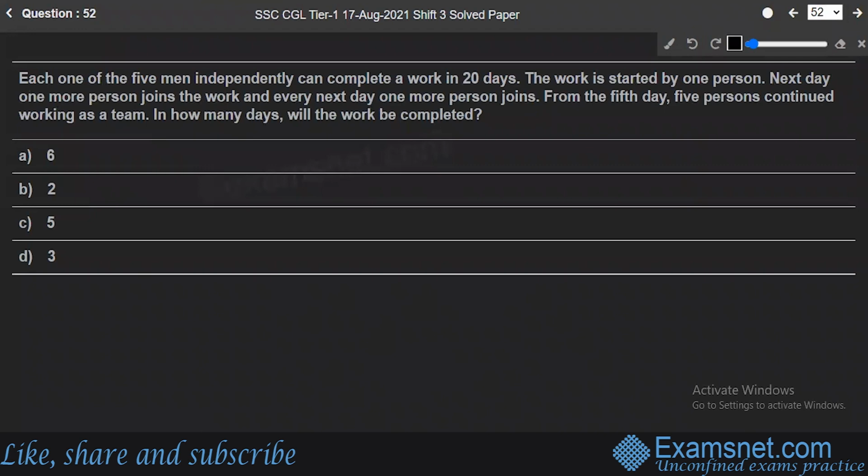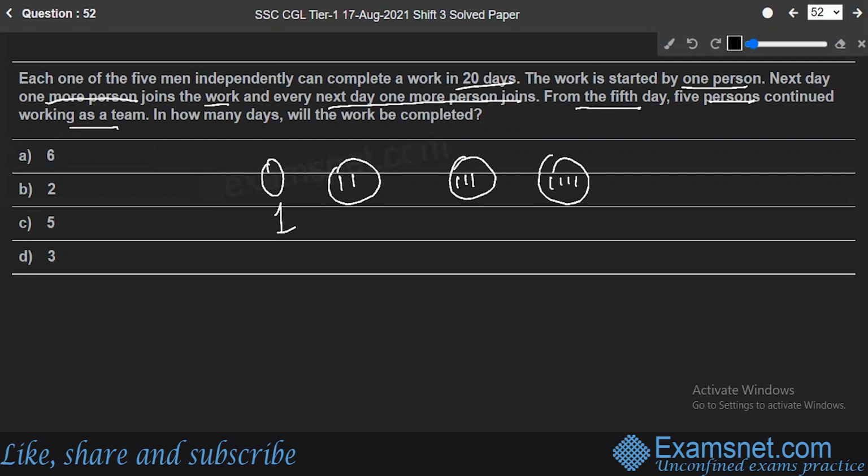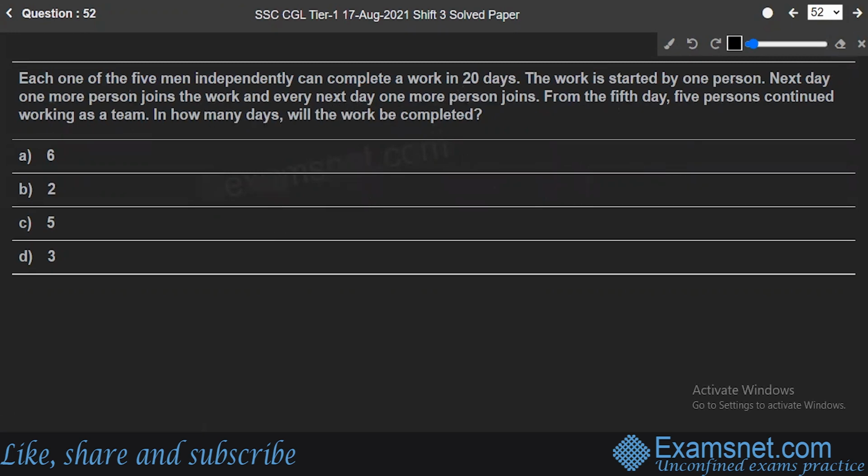Question number 52. Each one of the five men independently can complete a work in 20 days. The work is started by one person. Next day, one more person joins in and does the work. Next day, one more person joins in and does the work. From the fifth day, five people continued working as a team. So what happened? Initially, it was started by one person. Next day, two people joined. Next day, three people. Next day, four people. And the next day, there were five people. Now it's asking in how many days will the work be completed in this scenario.